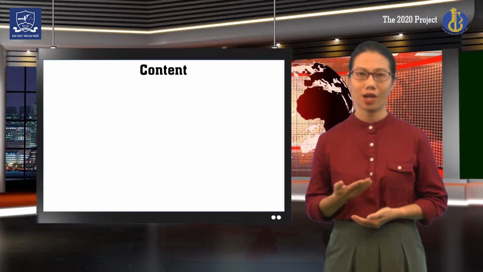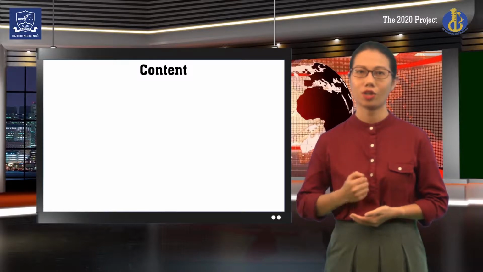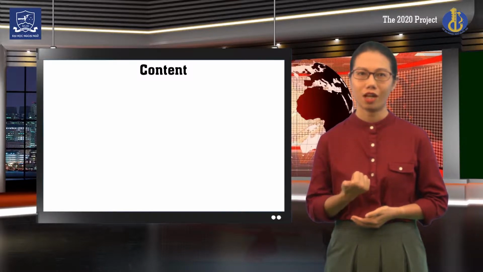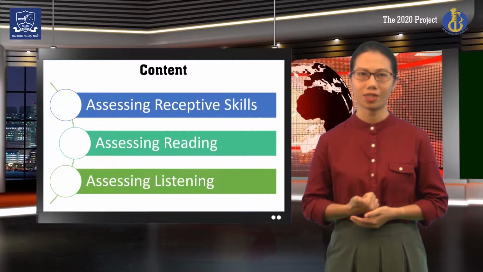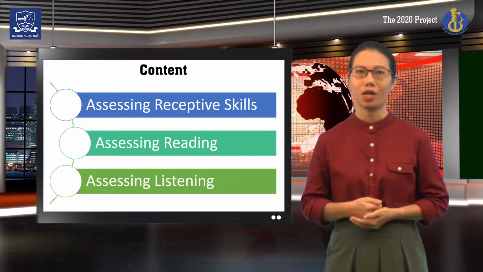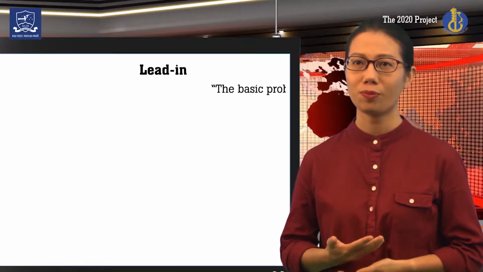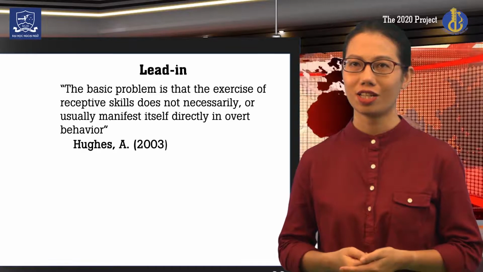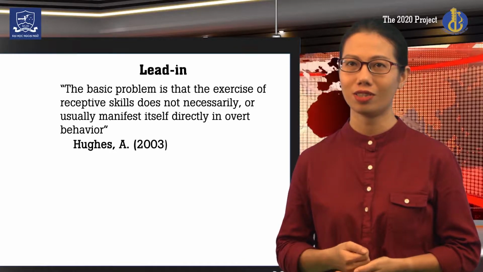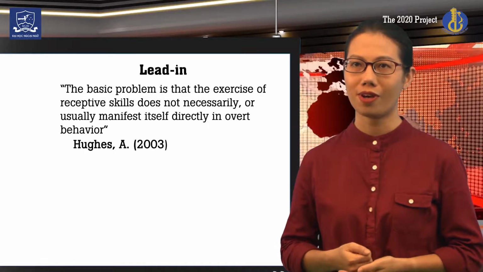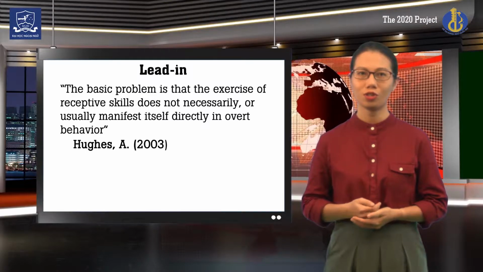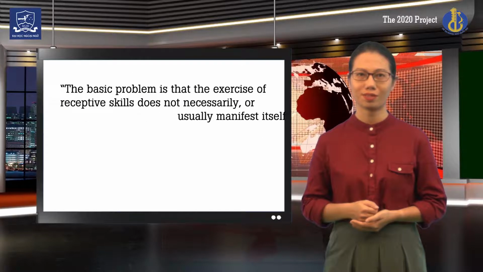I'd like to give you a heads up on the 3 main parts of the lecture: basic knowledge about assessing receptive skills, and how to assess reading and listening. Let's take a look at the quote on the screen. The basic problem is that the exercise of receptive skills does not necessarily or usually manifest itself directly in overt behavior. How far do you agree or disagree with the statement?